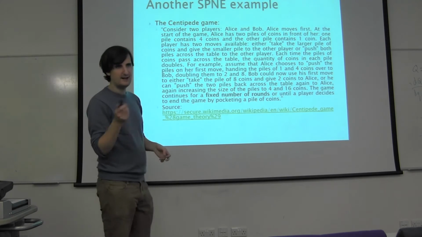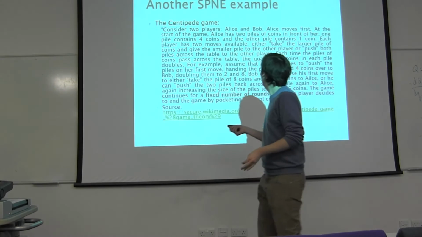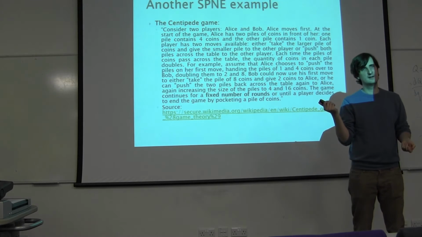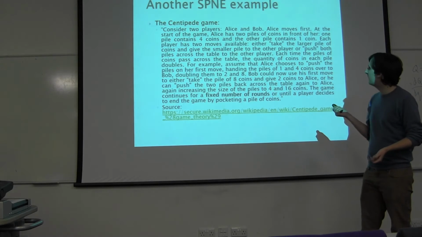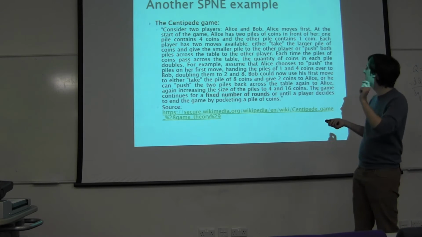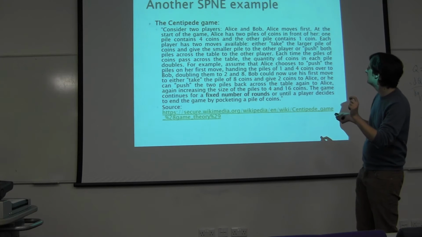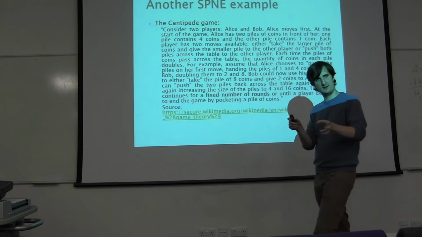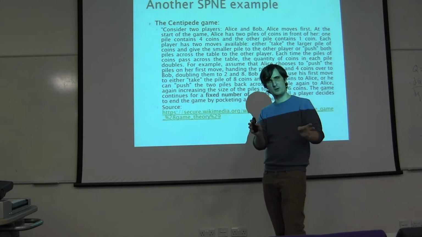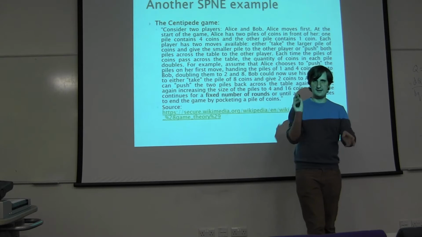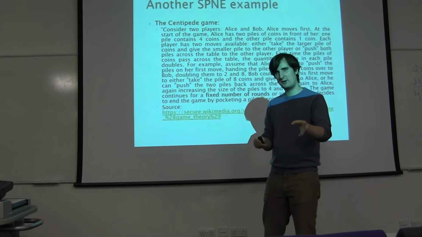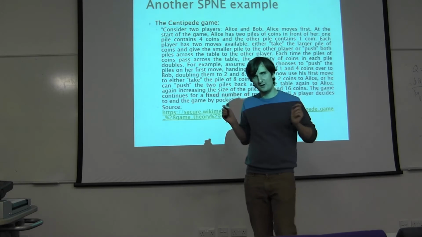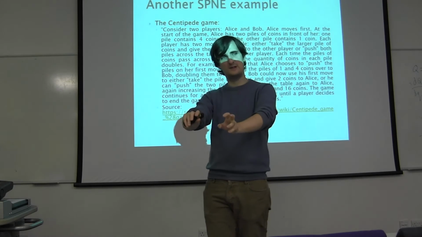So we have 2 players, Alice and Bob. Alice gets to move first. At the start of the game, she's got 2 piles of coins in front of her, one with 4 coins, one with 1 coin. Alice has the choice. She can either take the pile with 4 coins, or take the pile with 1 coin, or she can push the 2 piles of coins across the table.